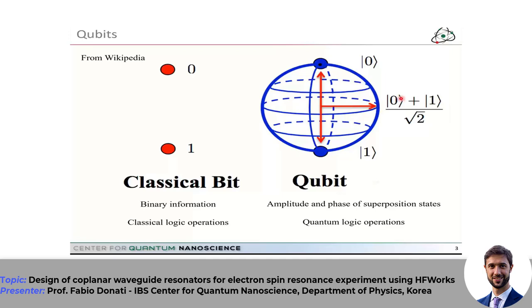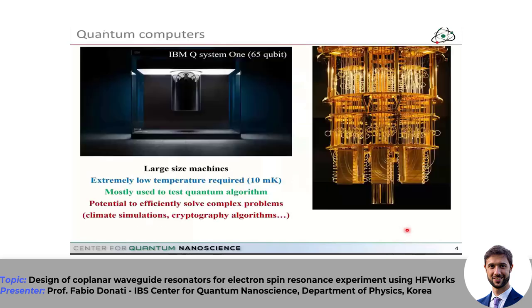The way these objects operate is that not only do we have the two classical states, the zero and the one, but we can also have this object in an intermediate state, more technically we call it a superposition state. So in these superposition states, the qubit can perform logic operations in a different way. So these are called quantum logic operations. I don't want to go too much into details about how this qubit operates, but I wanted to give you just an example of what is happening in the world in terms of quantum computers.